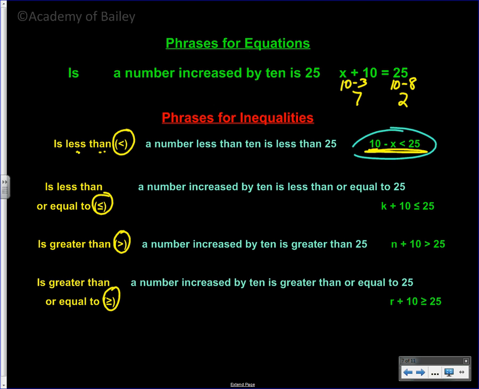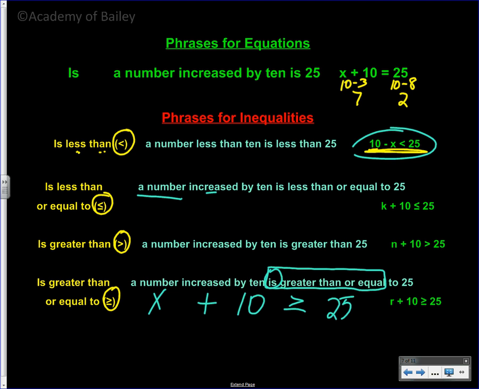And the other three are pretty much the same way. Notice these don't say "increase by," so this is going to be an addition. Actually, let me move down to the very bottom one. A number, which we're going to call x, increased by, which is a plus sign, 10. And this "is" is an indicator you should pay attention to. You should be thinking either equal to or an inequality: is greater than or equal to 25.